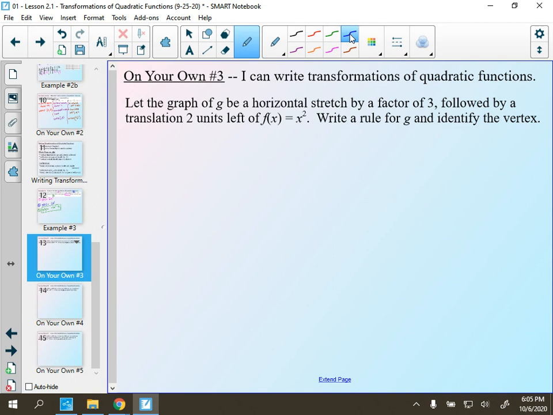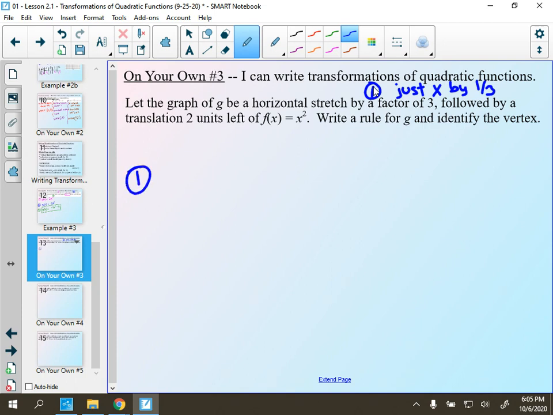Now this first one is a horizontal stretch by a factor of 3. That really means, and I'm going to make a note to myself so I don't forget, multiply just x by the reciprocal of the factor. So 1/3. Oh, okay. So for the graph of g, this f of x, I need to separate the x from the squared and multiply just the x by 1/3. Let's take care of that.